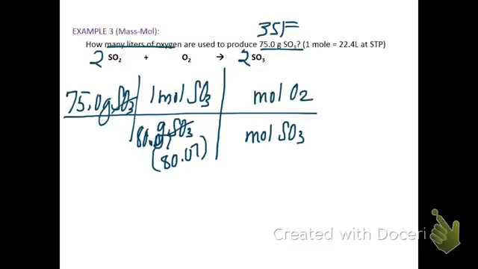Now I go to my balanced equation. SO3 has a 2 in front of it, so it goes right here. Oxygen has nothing, so it's a 1. So I cross out my moles of SO3.